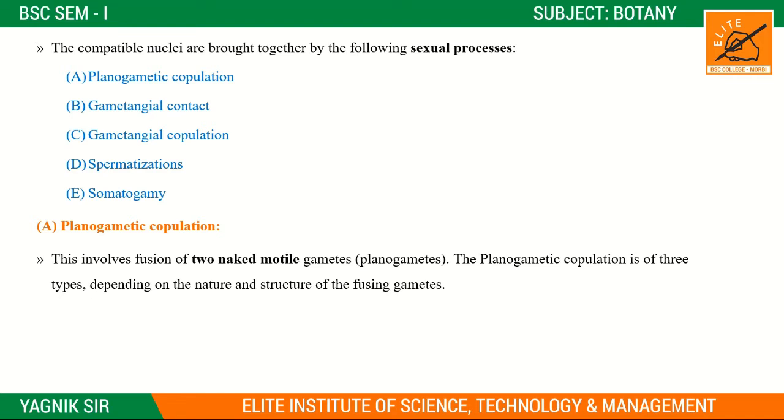And planogametic copulation is of three types, right? So these methods depend on the nature and the structure of the gametes. All these methods of planogametic copulation depend on the structure and the nature of the fusing gametes.